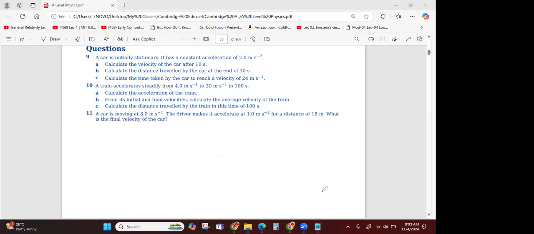10 meters per second. V is equal to 10 meters per second.